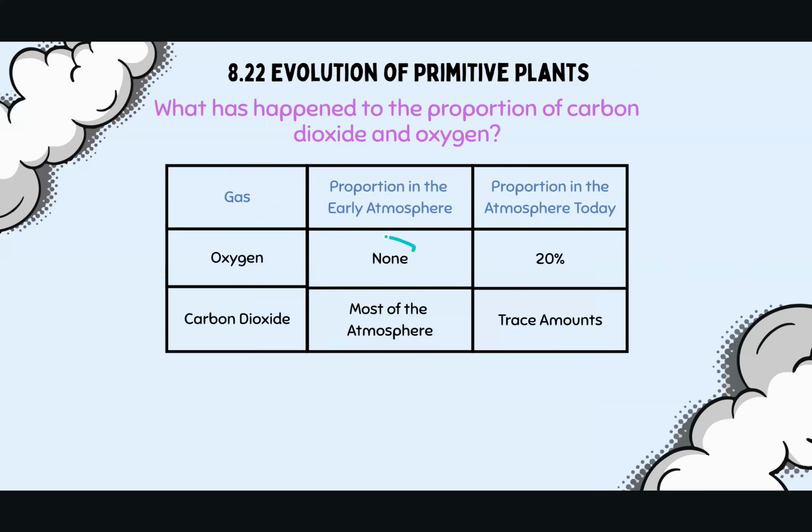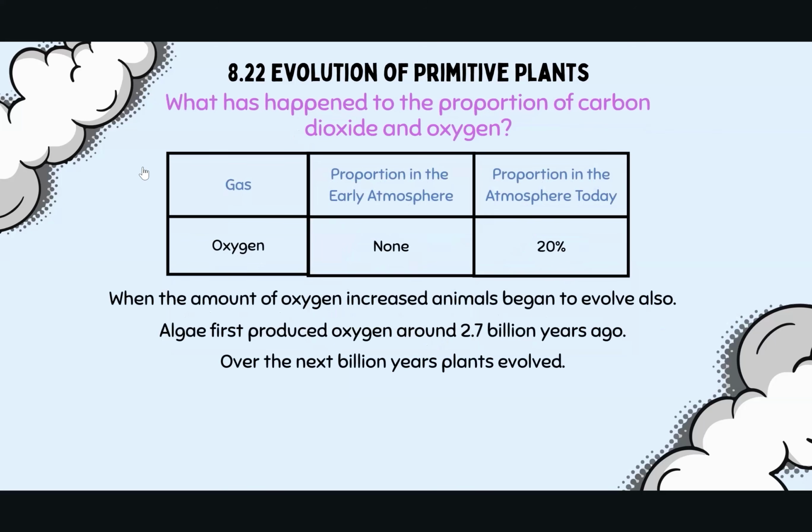Now the early atmosphere, there was zero oxygen. Now we've got 20%. Early atmosphere, most of the atmosphere would have been carbon dioxide. This is ignoring water. And now we've got trace amounts, about 0.04% of the Earth's atmosphere. So what happened to the proportion of carbon dioxide and oxygen? So when the amount of oxygen increased, animals began to evolve also. Now, as the level of water increased, as in the oceans increased, sorry, that took in a lot of the carbon dioxide from the atmosphere.